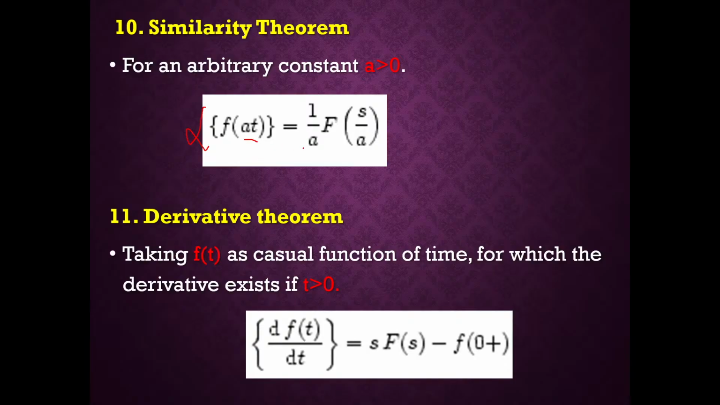Laplace of function f of at will give us 1 by a F of s by a. So Laplace of f of at, where a is an arbitrary constant greater than 0, will give us 1 by a F of s by a. That is our similarity theorem.